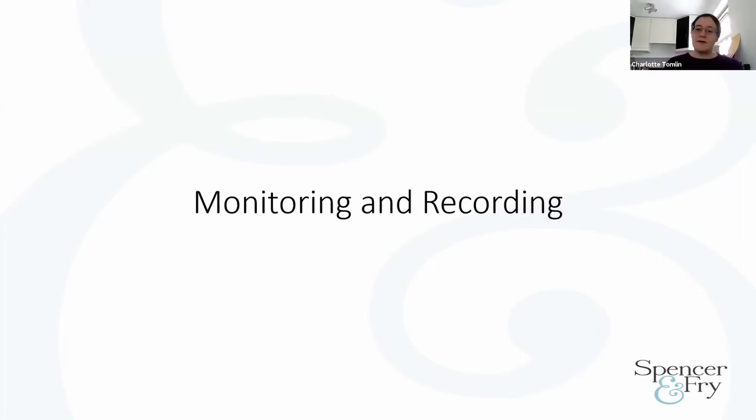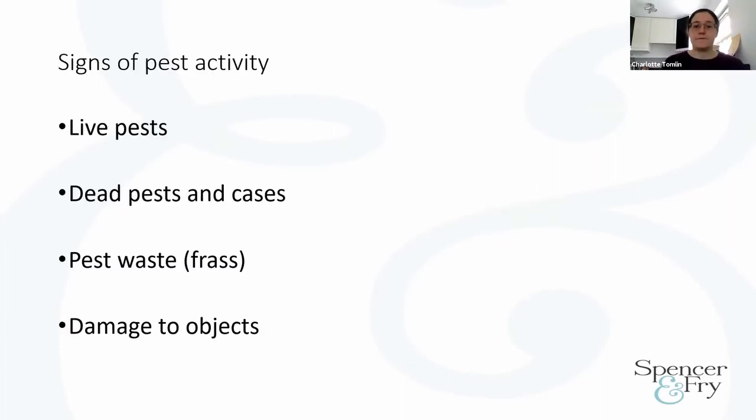But as well as that, thinking about prevention, it's also important to think about monitoring and recording. So we've talked a bit about signs of pest activity, and these are things that you can train your helpers to look for as well, if you can get helpers from room stewards and volunteers. So these are what you need to look out for when monitoring pest activity in your museum.